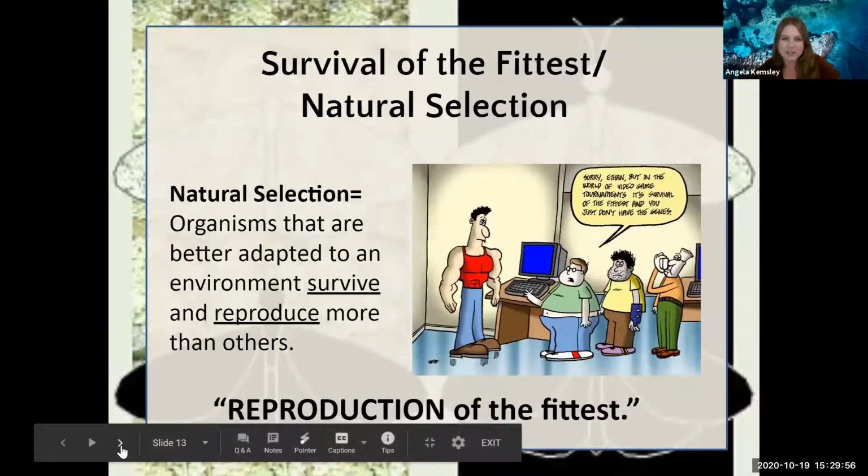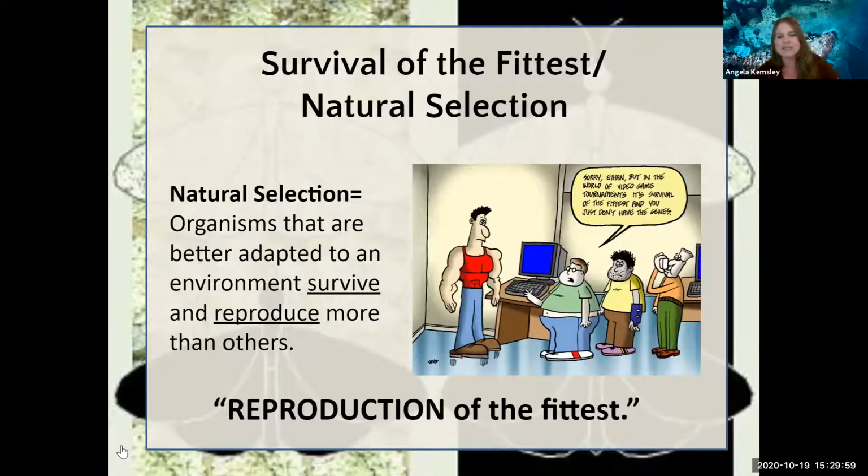So natural selection, or survival of the fittest, really means that organisms that are better adapted to an environment survive and reproduce more than others. And so it doesn't necessarily have to be strength, right? It could be intelligence. It could be something like opposable thumbs. You know, there's any number of adaptations that could make someone best suited or the fittest.